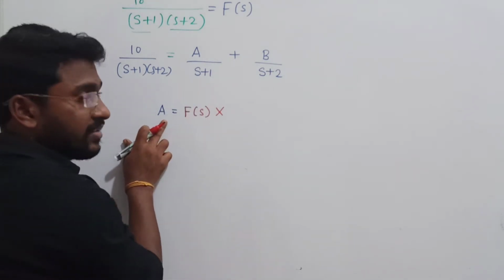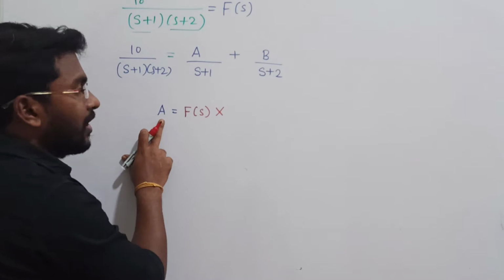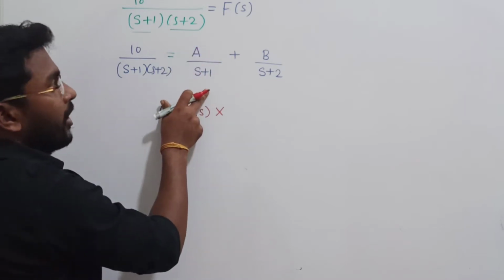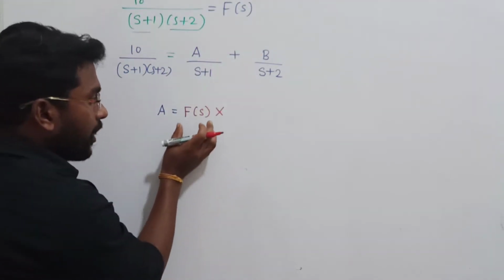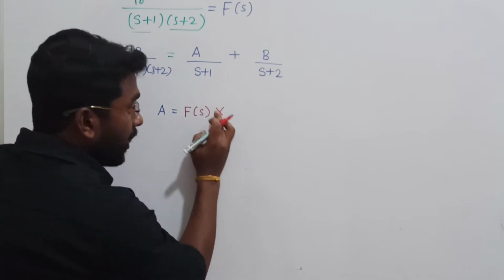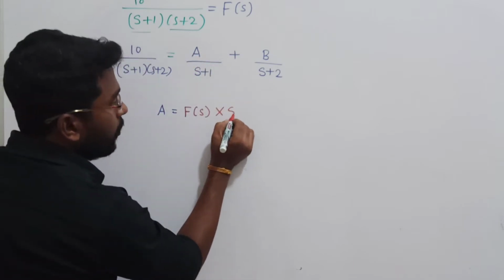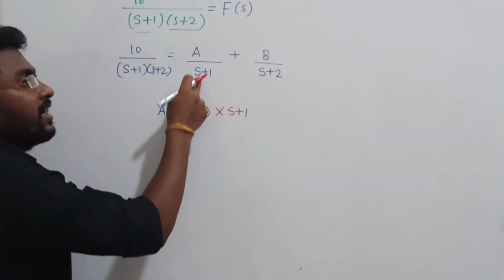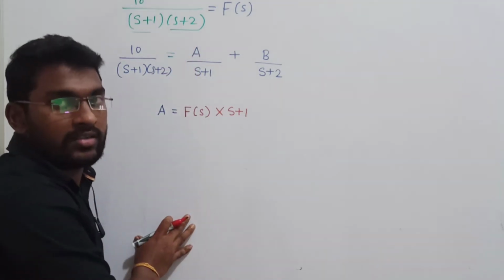Getting me? A is the arbitrary constant. I would like to know the value of a. Now to obtain the value of a from this transfer function, take your overall transfer function, multiply it by the correspondent pole. The correspondent pole here, s plus 1, is the correspondent pole of arbitrary constant a, right?